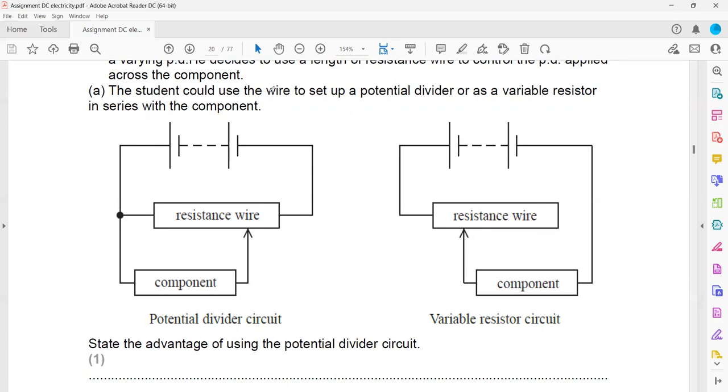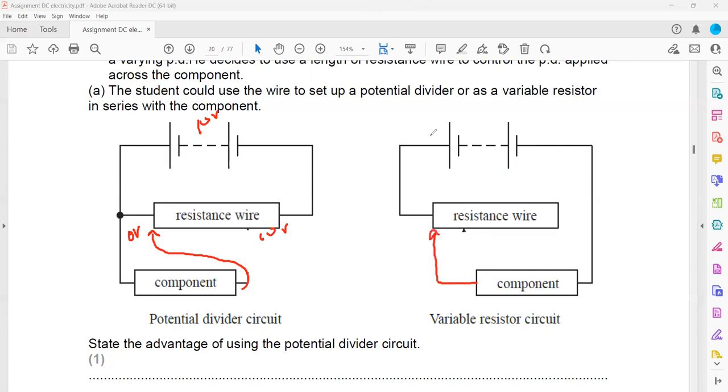Here, what happened? If I move this movable part, the sliding contact, if the sliding contact is here, this part will have zero voltage, and all the voltage, for example if 10 volts is applied, all the 10 volts will be across this one. So across the component, we can divide the voltage, or the voltage can be zero. But here it cannot be. If I move, the potential across the component cannot be zero in a variable resistor circuit.